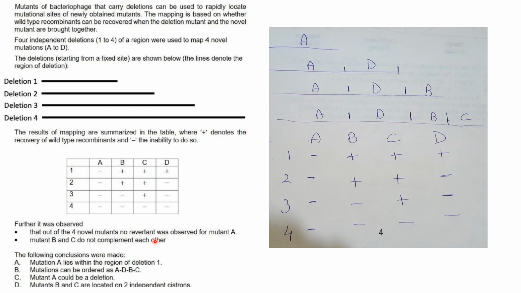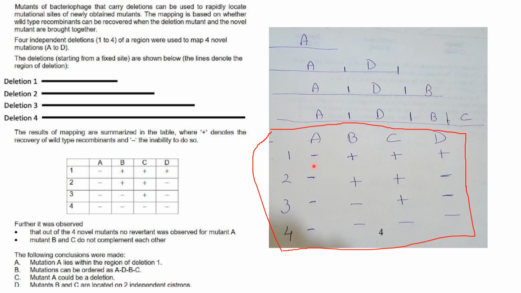Okay. Now we will see here. First we will discuss the order of the genes. So I have written the table here. This is the table that they have given, A, B, C, D. And this is the deletion. These lines are the deletions. Deletion 1, 2, 3 and 4 I have drawn here for easy understanding.